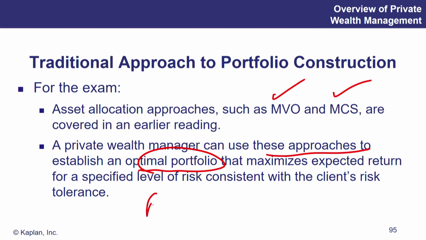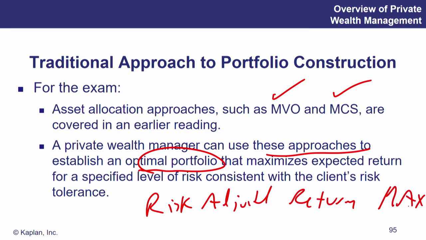So what are we looking for? Risk-adjusted return. We're trying to maximize that. So what are we thinking about? Sharpe ratio. We're thinking about maximizing that Sharpe ratio. That's what an optimal portfolio is. It maximizes the Sharpe ratio, which is the risk-adjusted return.